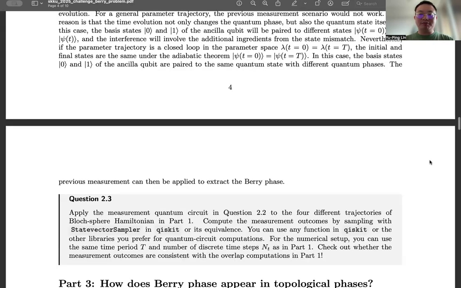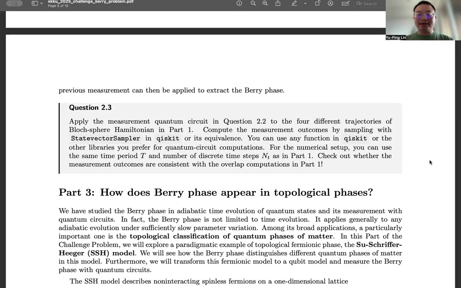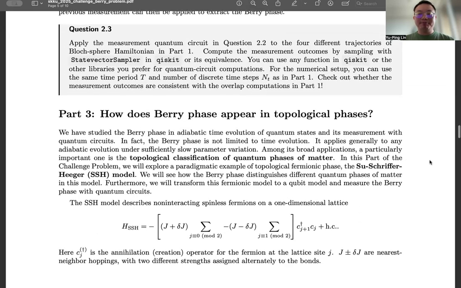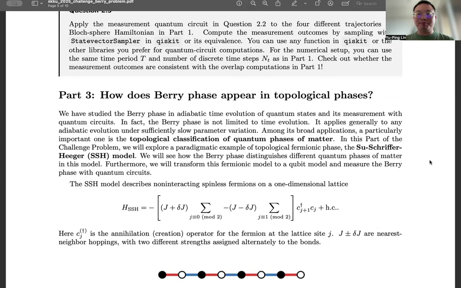And after we develop the quantum circuit, we will apply it again to the four different trajectories of the Bloch vectors in part 1 and compare the results and see if this measurement is valid. So these are the simple examples of measuring the Berry phase. And the Berry phase actually has a broader application beyond just the 2x2 Bloch sphere Hamiltonian. So in part 3, we will explore an important application, that is how the Berry phase appears in the topological phases and classify different phases of matter.